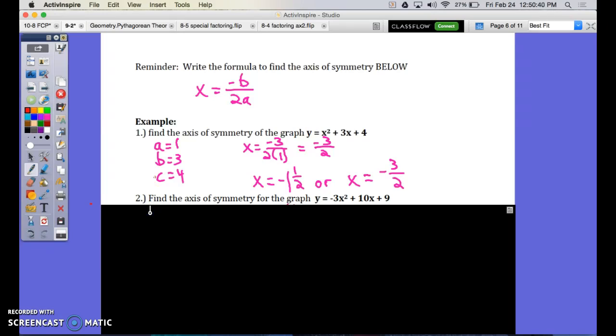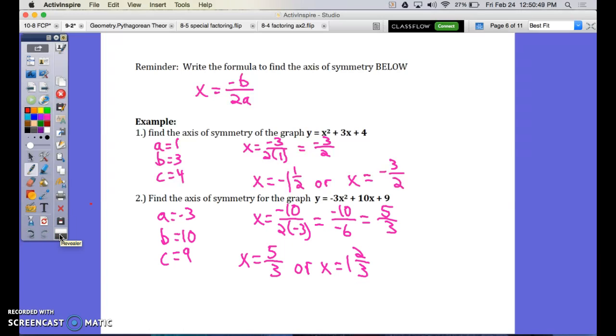Once you pause it for a second, go ahead and find the axis of symmetry. And here you go. Once again, A equals -3, B equals 10, C equals 9. Now, if I asked you to find the vertex of either one of these, you would then need to take this value, plug it in for x. You'd need to take this value, plug it in for x here, or both of these x's, and then solve for y, and that would give you your vertex, your x comma y.